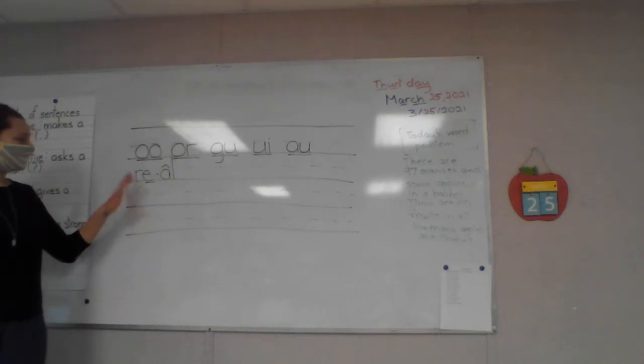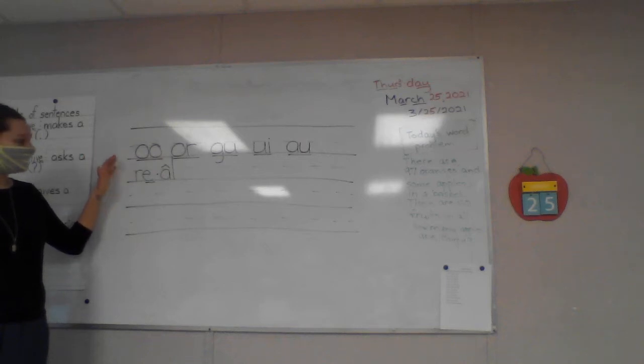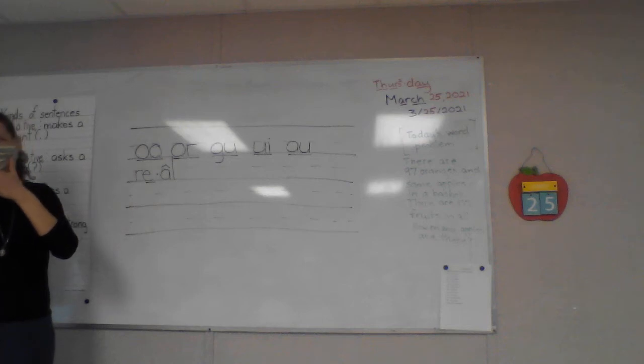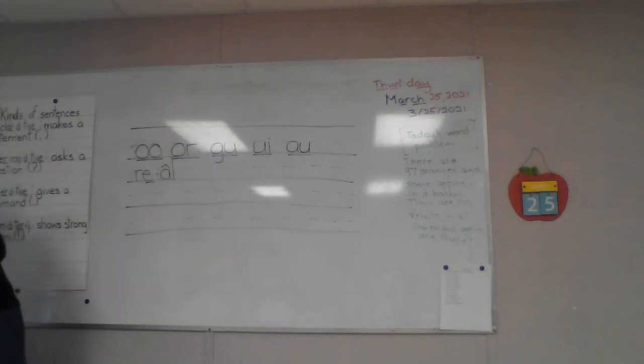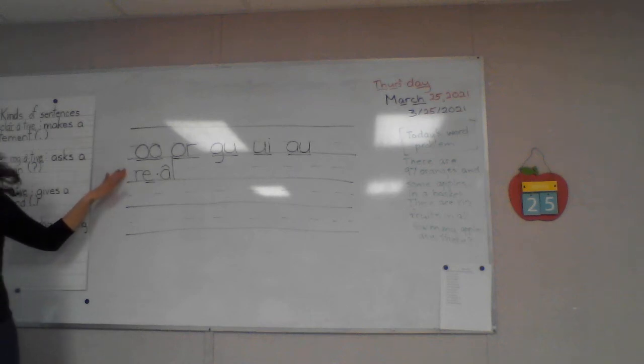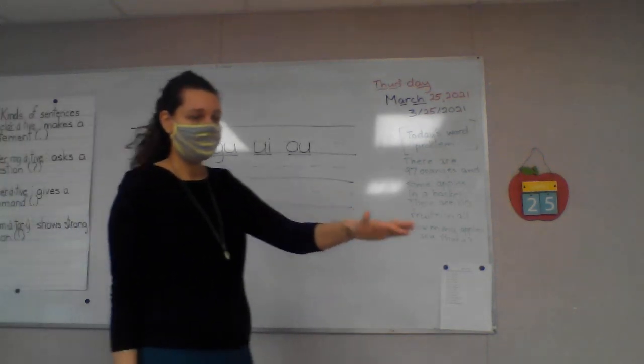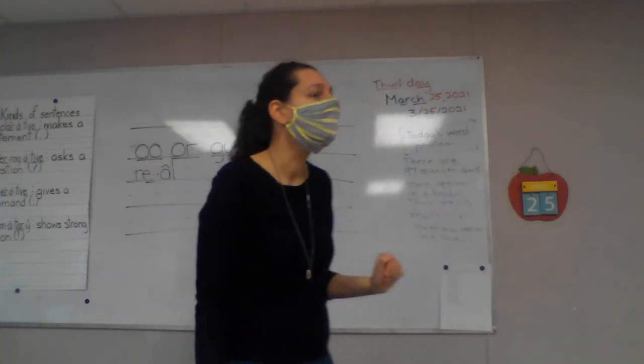All right, class, one more time. How do we say this word to spell it? Real. Good. How do we say it when we're talking? Real. All right. This is our base word for our next word. No, pencil. We're going to do it during recess.